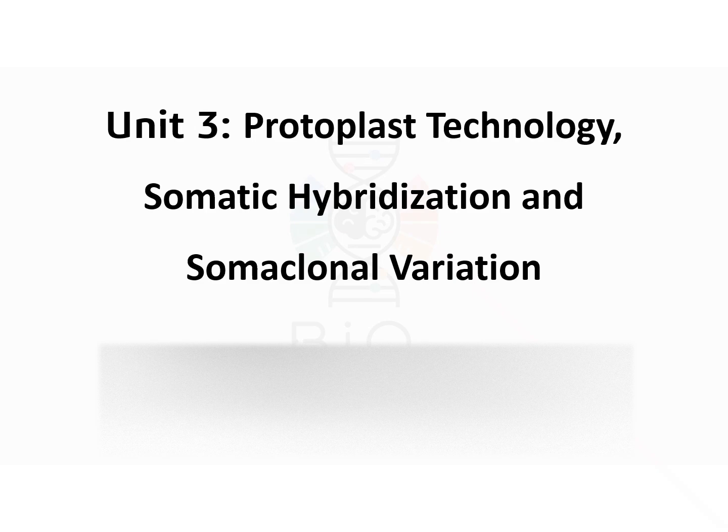Traditionally, plant improvement depends on sexual reproduction and breeding, but modern biotechnology allows scientists to combine traits, transfer genes, and generate variations at the cellular level itself. This unit will help you understand how cell walls are removed, how cells are fused, how hybrid plants are produced, and how genetic variation arises during tissue culture. These are not just theoretical ideas, they are real techniques used in agriculture and crop improvement.